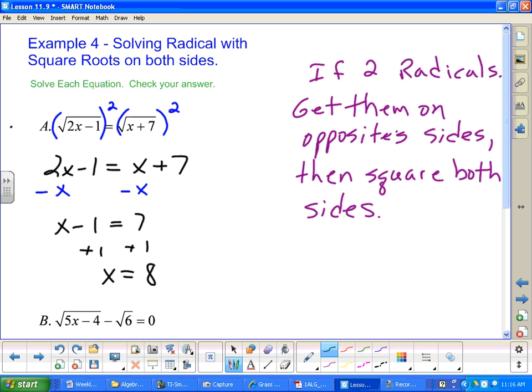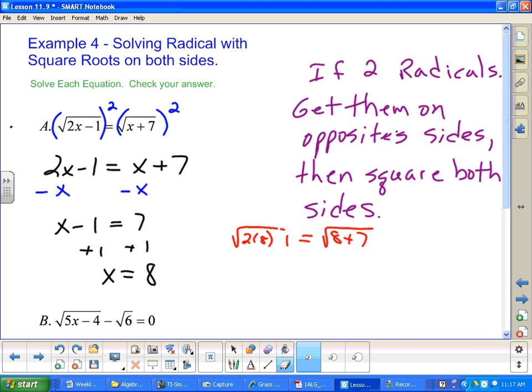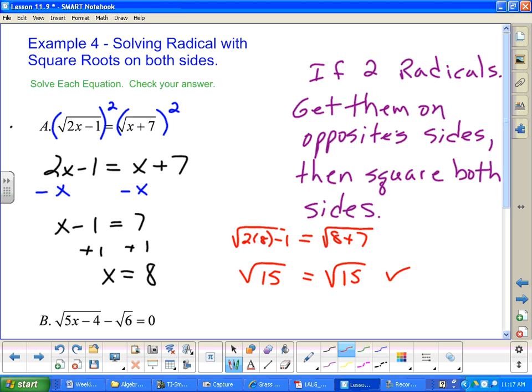So it's still important that we check our answer. Square root of 2 times 8 minus 1, does that equal the square root of 8 plus 7? Oops, that's minus 1. Thank you. So we have the square root of 16 minus 1 is 15, and 8 plus 7 is 15. So both sides are the same. It checks. I did it right.